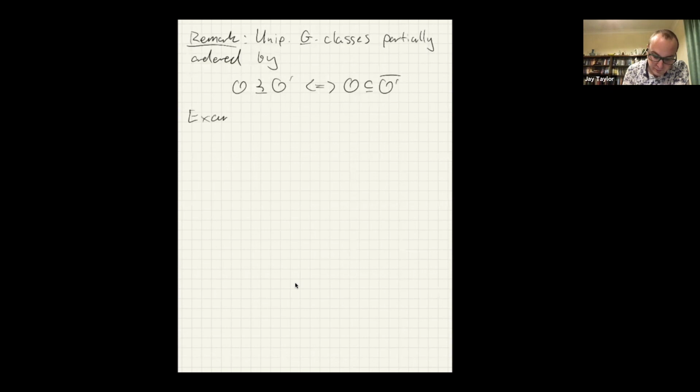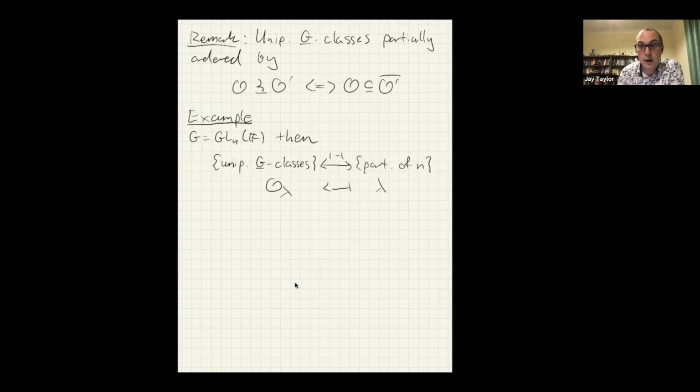So let's just look at a quick example. If G is GL_n(F_q), then the unipotent G bar classes are in one-to-one correspondence with the partitions of n, given by looking at the sizes of the blocks in the Jordan normal form of this element. And so in this case, there's only one unipotent character which has this class as its unipotent support, O_lambda. Now, the closure relation here is just given by the dominance order.